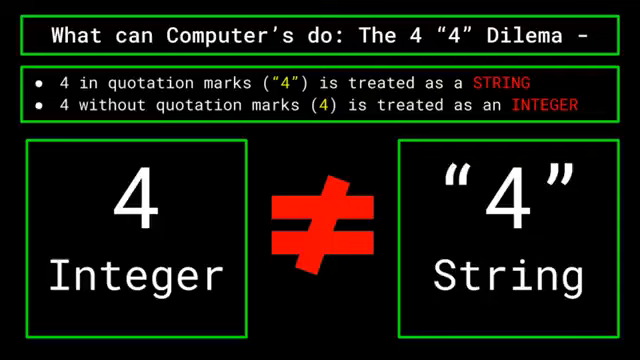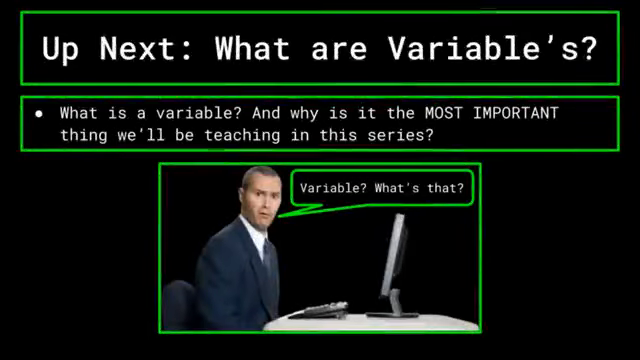Alright, that concludes our segment on the base power of computers. Next up, we're going to be covering one of the most important components of computer science, so make sure you pay attention, because next up we're going to be discussing variables, what they are, and how we use them.